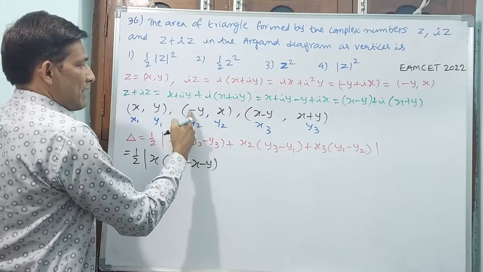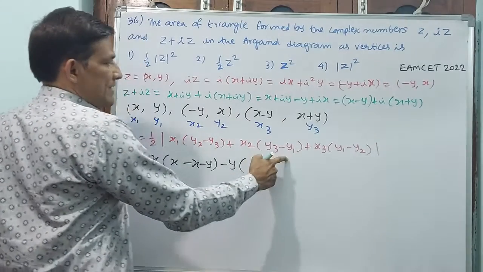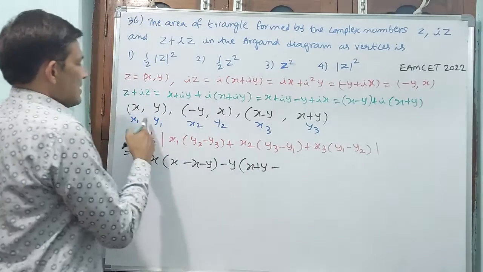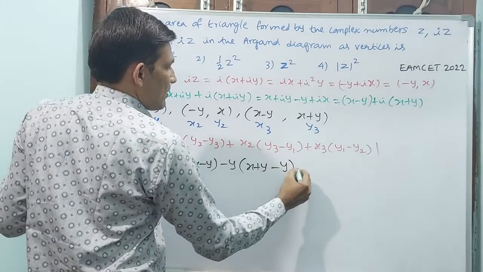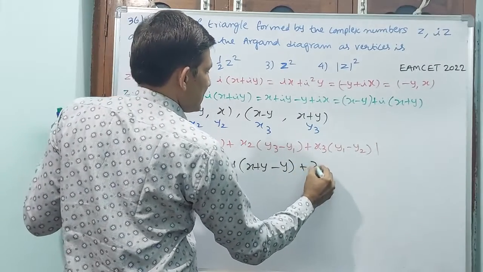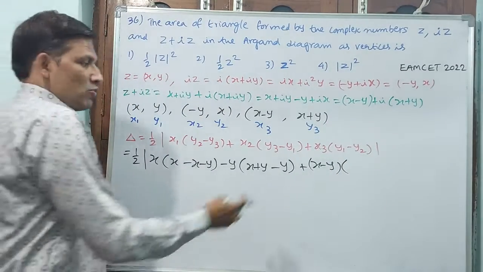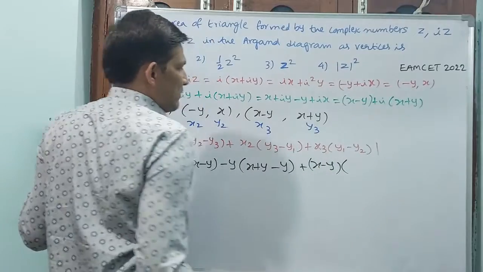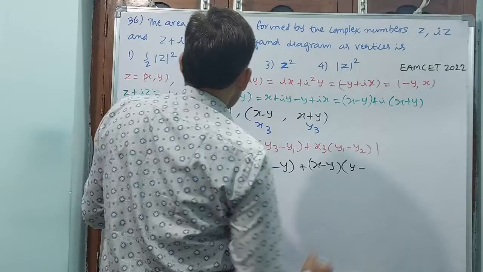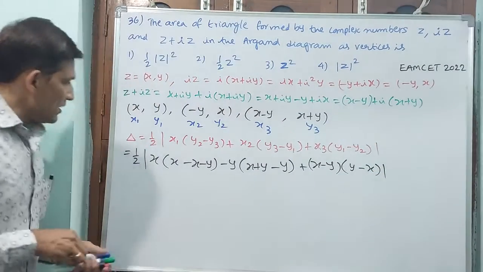Plus x2, but x2 is minus y, that is why you put minus y, into y3 minus y1. y3 means completely x plus y, minus y1, y1 is y. Plus x3, meaning you write x minus y; since you are multiplying, put some brackets: x minus y times y1 minus y2. y1 is y, minus y2 which is x. Close the modulus. Now expand this.